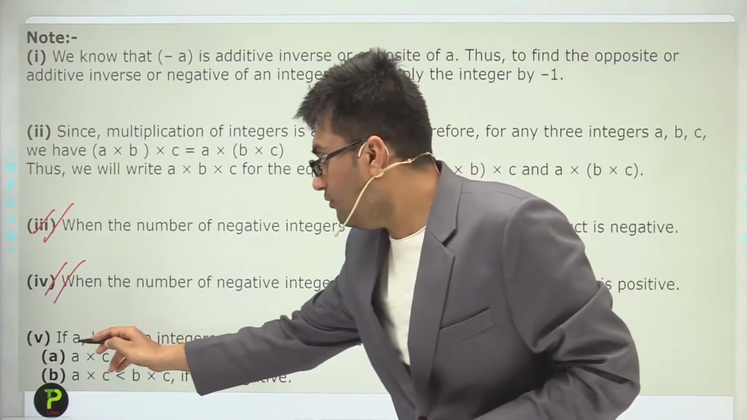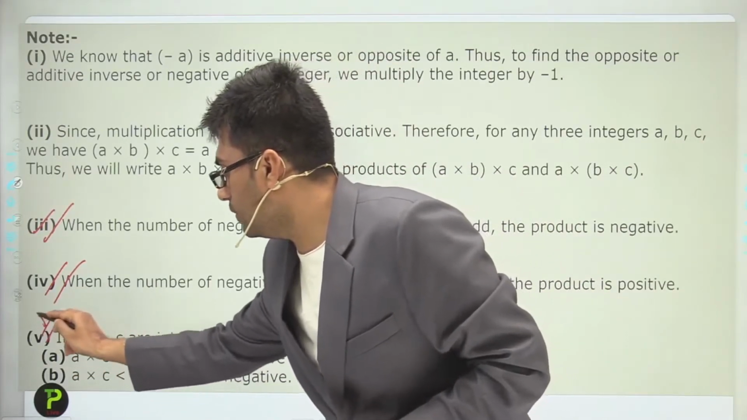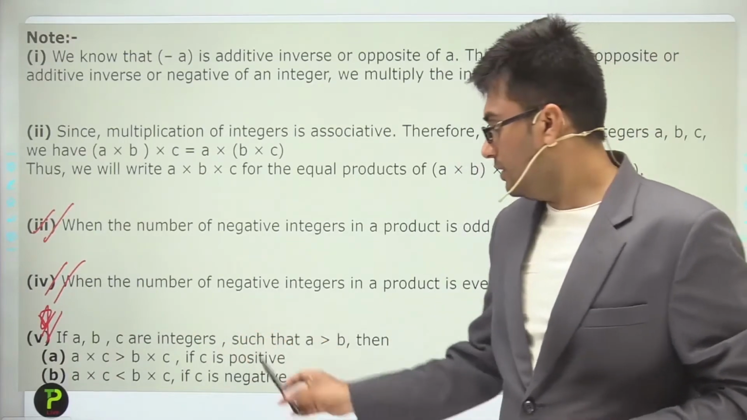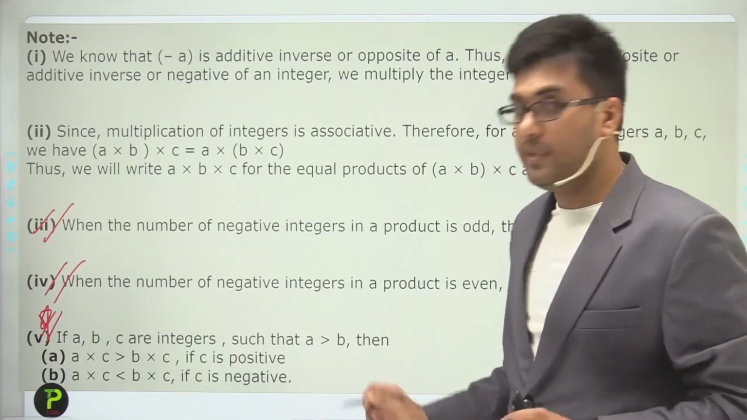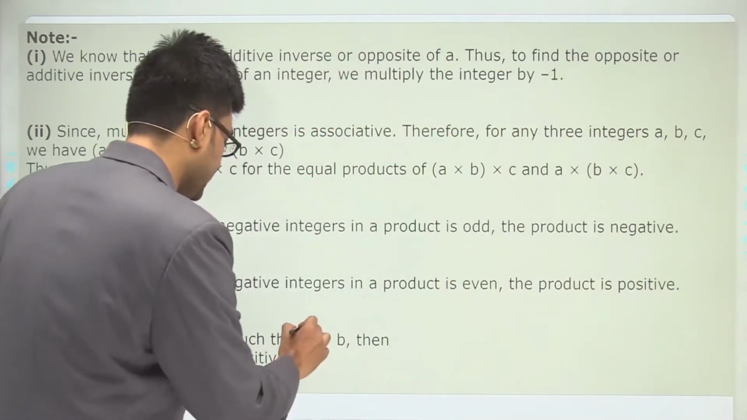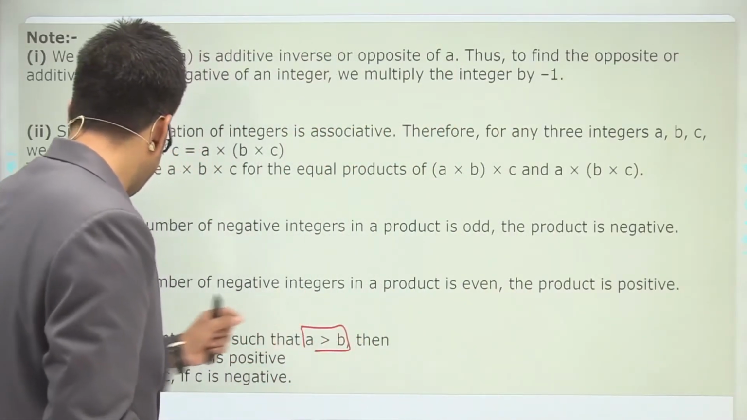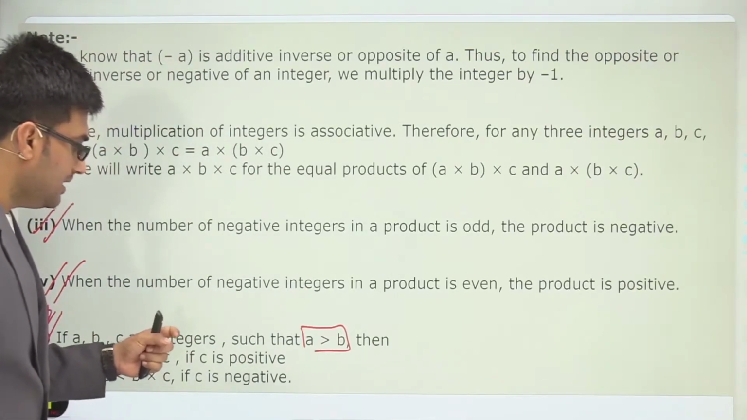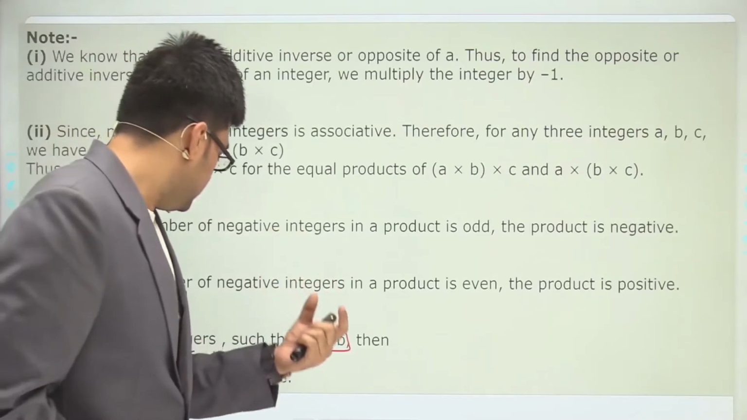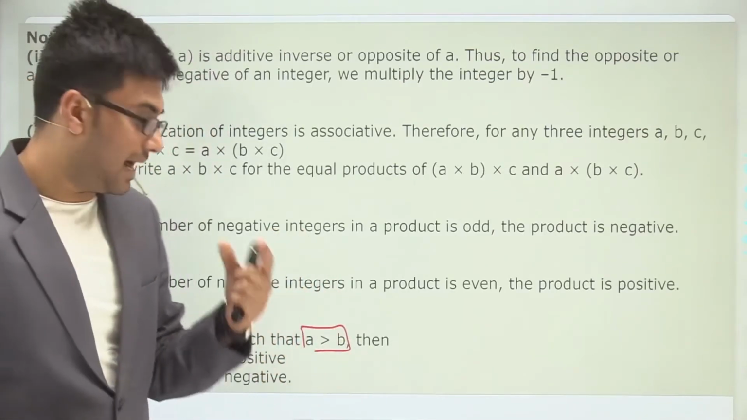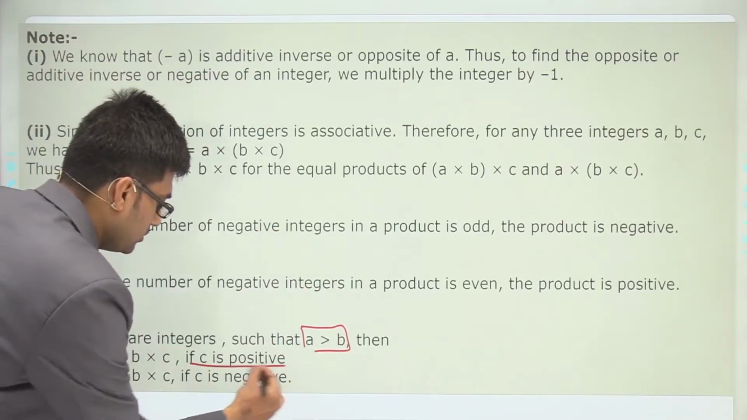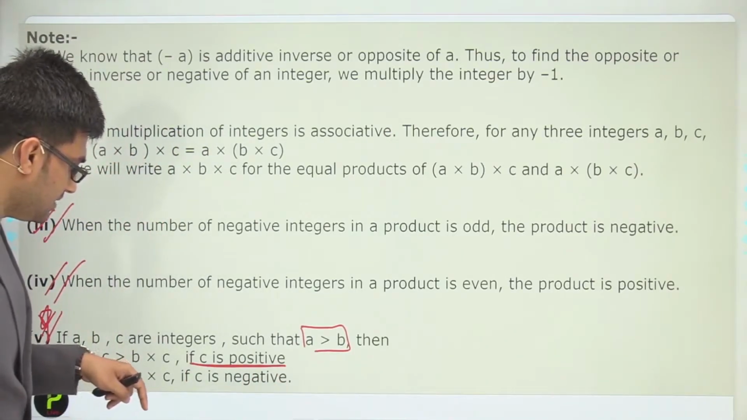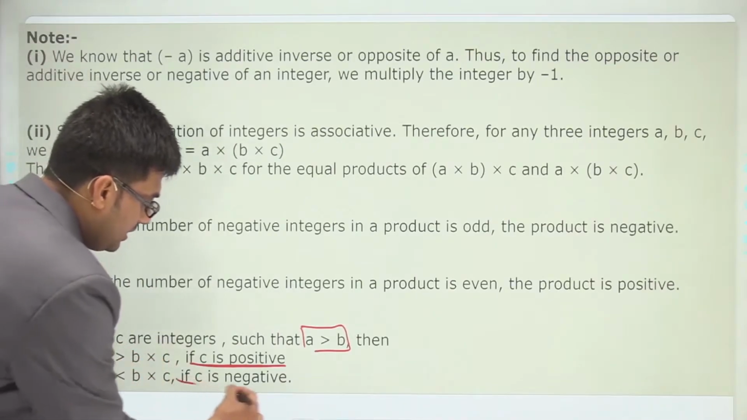Now this is also a very important property, students. If a, b, c are integers such that a is greater than b, then a multiplied by c is greater than b multiplied by c. Here we multiply these two numbers by c, and c is what? c is positive. Clear?